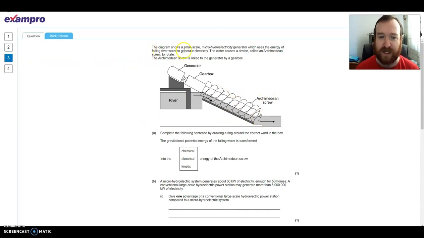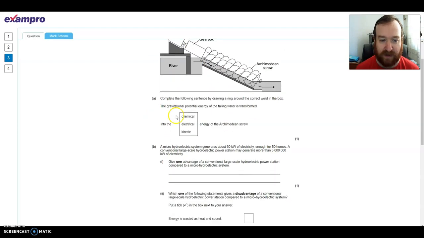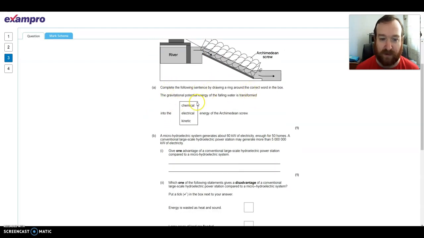Okay, the diagram shows a small scale micro hydroelectricity generator which uses the energy of falling river water to generate electricity. So we've got this river and it flows down here and it's got this screw and it spins. This whole thing spins around. And it's linked to a generator and it generates electricity. Complete the following sentence by drawing a ring around the box.